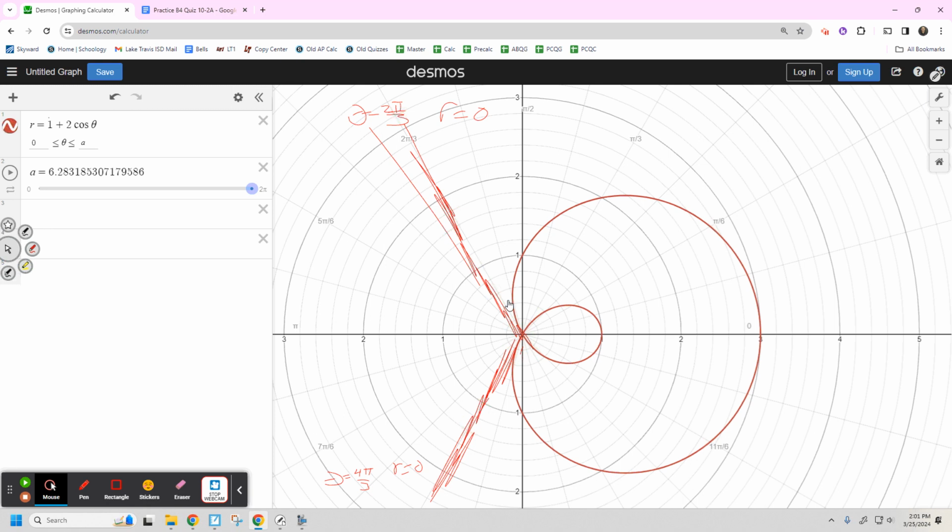This is the graph. This is different. We have an inner loop. What's the inner loop from? Negative radiuses. Not always will inner loops be from negative radiuses, but understanding why the graph is like this is important. How do you know that the radius is 0?